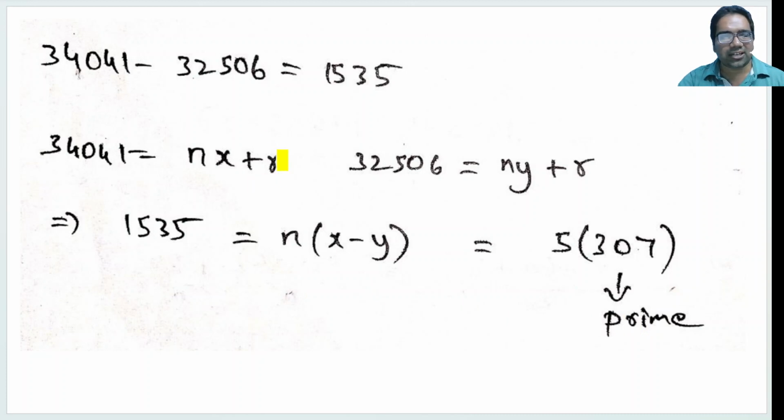When we are given these kinds of problems, leaving the same remainder, this is the way we should approach it. We write it like this, and once we subtract, the remainder will go away. Then it's about factorization. This is a simple problem, but we should know this trick.